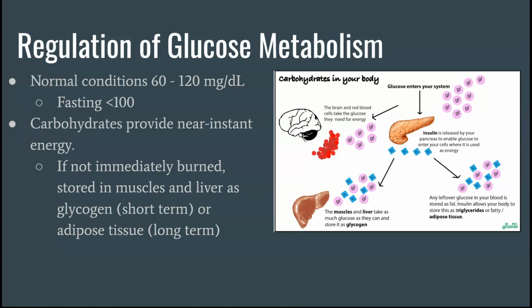Normal blood glucose levels are between 60 and 120. Usually they have actually lowered the 120 range. It should be 60 to 100. If the patient is fasting, their blood sugar should be under 100.